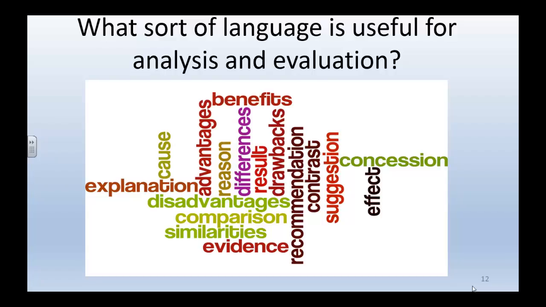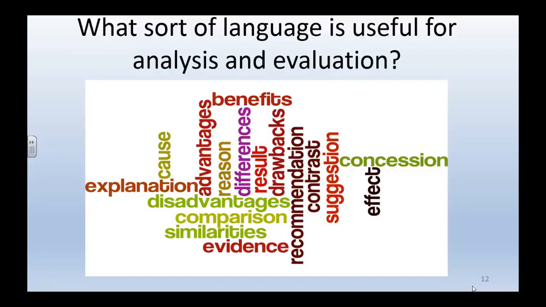So what sort of language have we seen for analysis and evaluation? Well, you can see here that analysis and evaluation involves disadvantages, advantages, giving reasons, differences, similarities, cause and effect, contrasting information, making concessions.